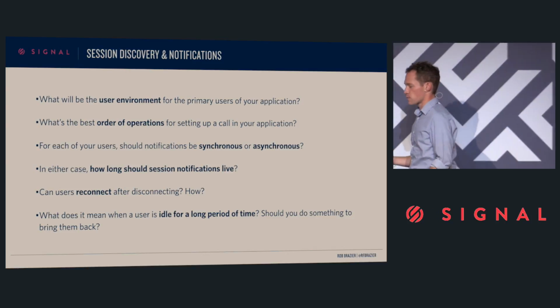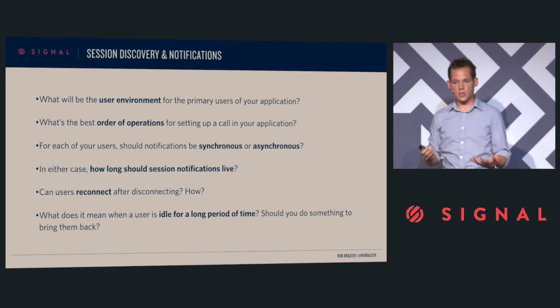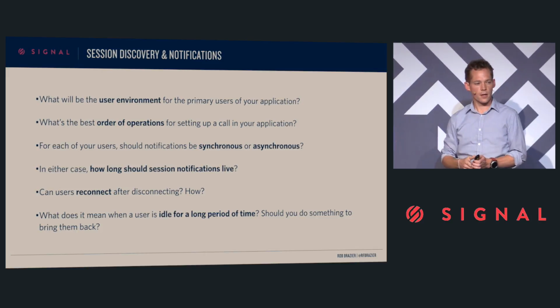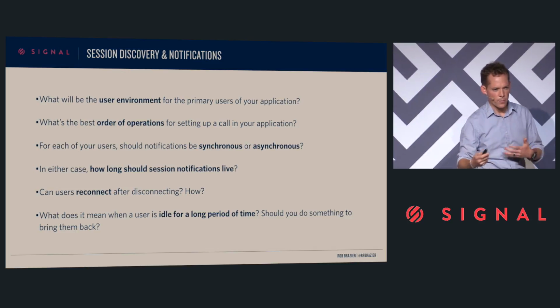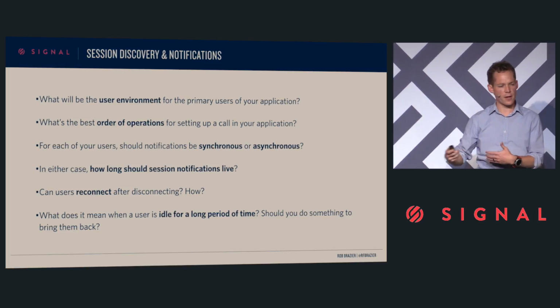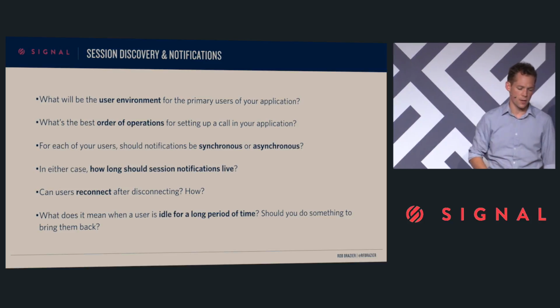What's the order of operations for setting up a call in your application? Don't assume that you have to have one user call another. Think about what back-end process should trigger a call. Who's the right person to be on the call first? Is it better to have the consumer on the call first or the agent on the call first, et cetera?